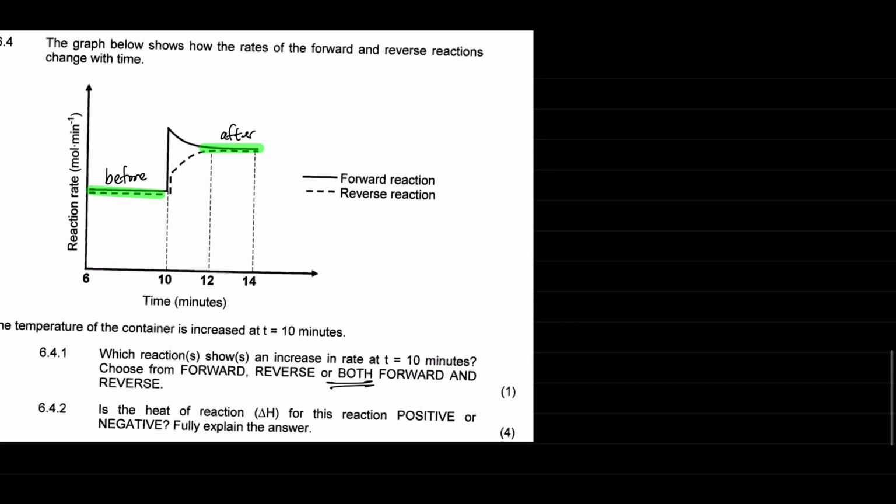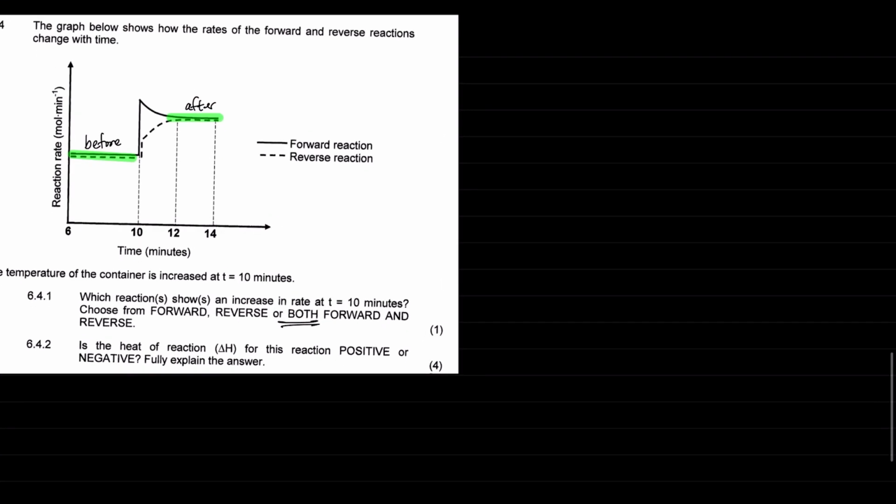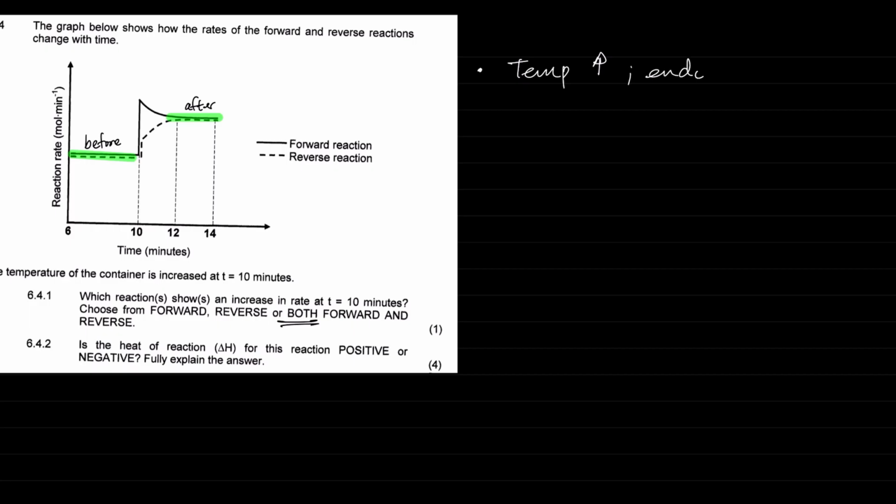Next, 6.4.2: is the heat of reaction delta H for this reaction positive or negative? Fully explain the answer. Okay. So they tell us that the temperature was increased. So if the temperature was increased, that means an endothermic reaction is favored. Right? Now, if we look at our graph, we can see that the forward increased more than the reverse.